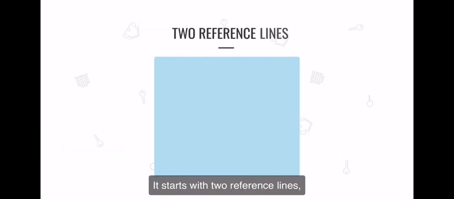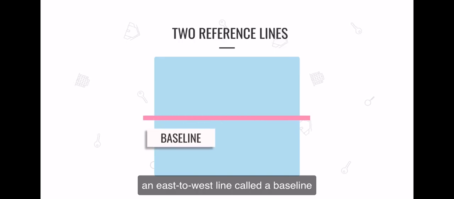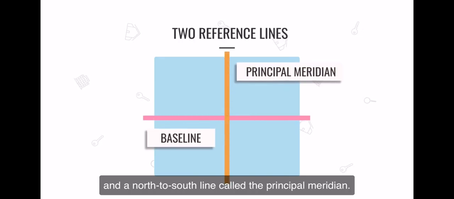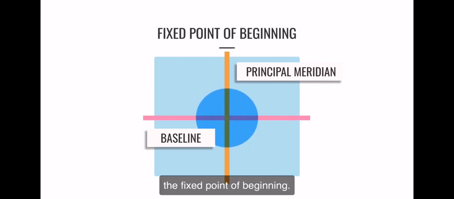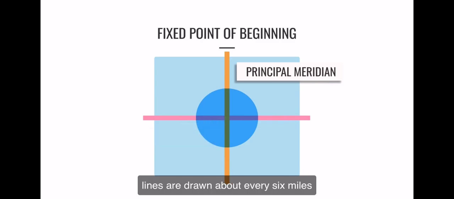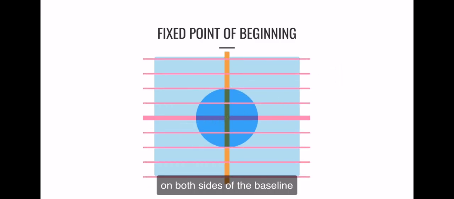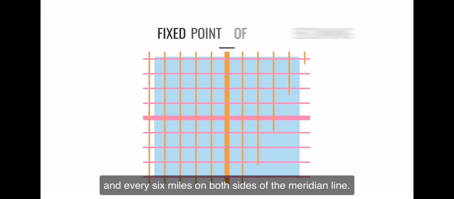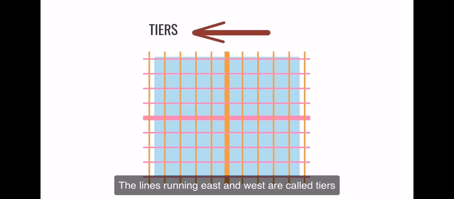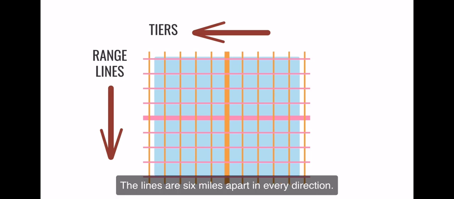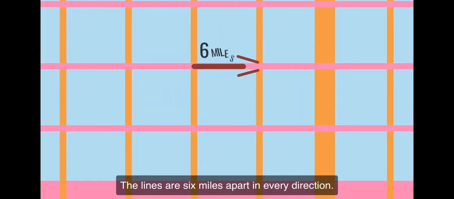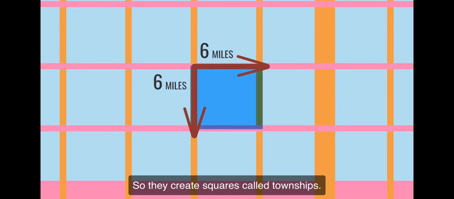Here's how it works. It starts with two reference lines, an east to west line called a baseline and a north to south line called the principal meridian. Those two lines intersect at what is called the fixed point of beginning. From the fixed point of beginning, lines are drawn about every 6 miles on both sides of the baseline and every 6 miles on both sides of the meridian line. The lines running east and west are called tiers, and the lines running north and south are known as range lines. The lines are 6 miles apart in every direction, so they create squares called townships.